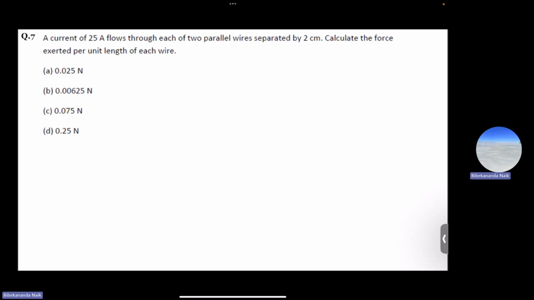So it is mentioned a current of 25 ampere flows through each of the two parallel wires separated by 2 centimeters. There are two parallel wires and current of 25 ampere that flows across the two wires. Then what should be the force exerted per unit length of each wire? These are the options. I'll give you a few minutes and then we'll discuss the correct answer.